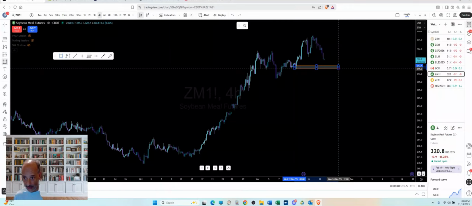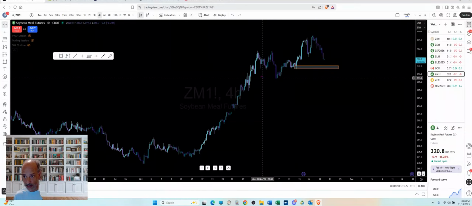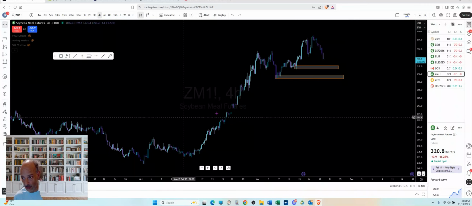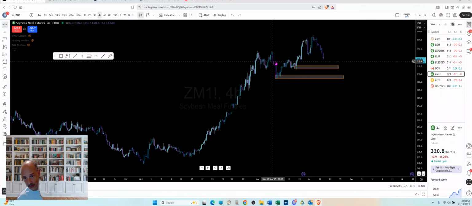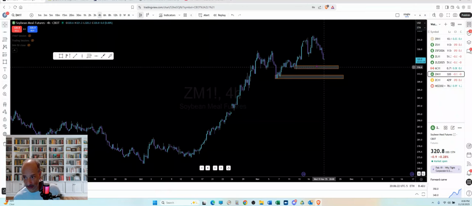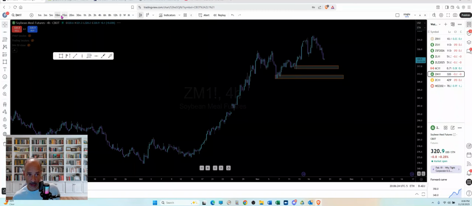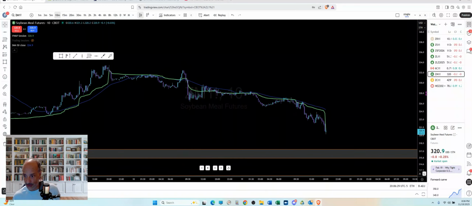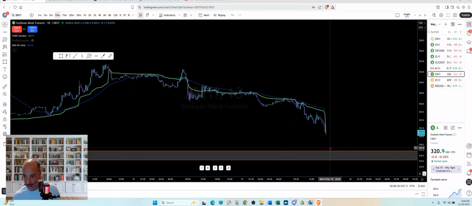Well, we've got a zone right here, and then we've got this one back here. So these are kind of our next two layers of support to look at for price to continue down into here. And so back to the 10-minute, we can just scrunch this down. You can see here's that first layer I drew.